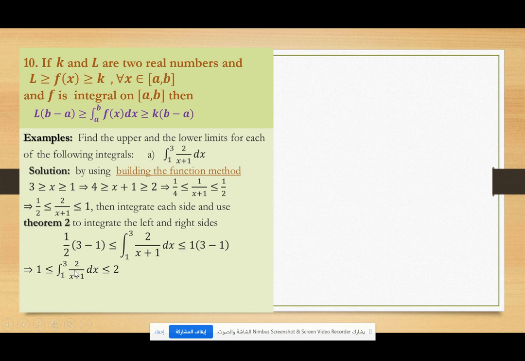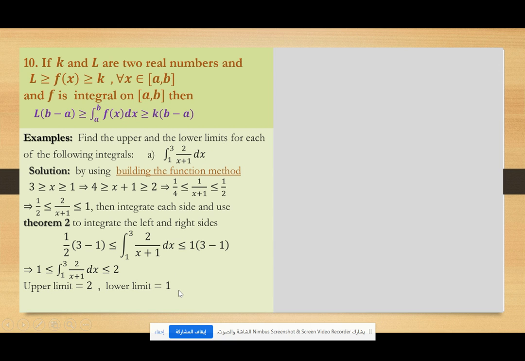So you can see that your integration from 1 to 2 is bounded by the lower limit, which is 1, and the upper limit, which is 2. And this is what we are looking for from the beginning of the question. Upper limit is 2 and the lower limit is 1. This is our question: find upper and lower limits.